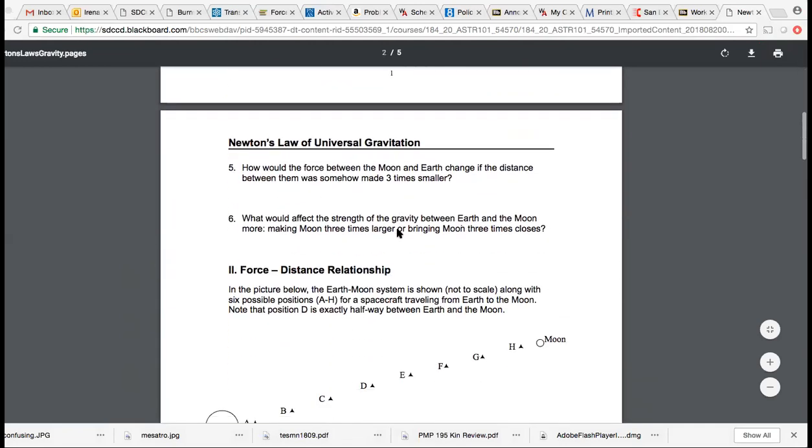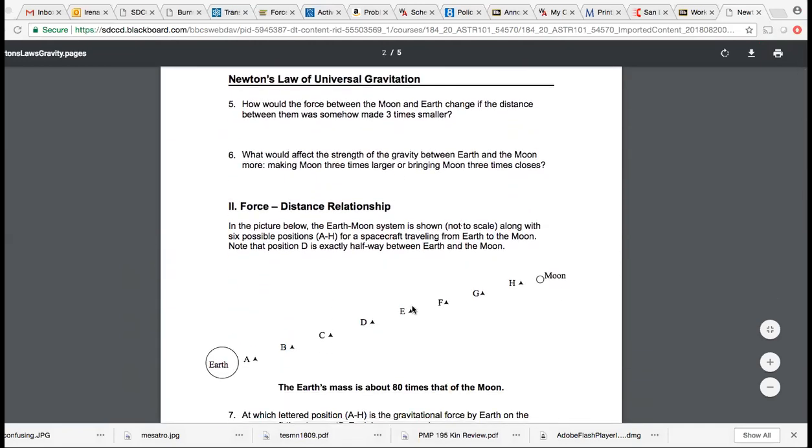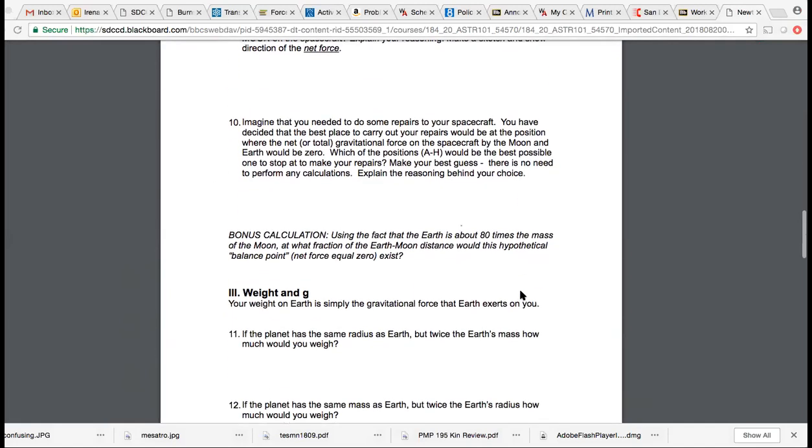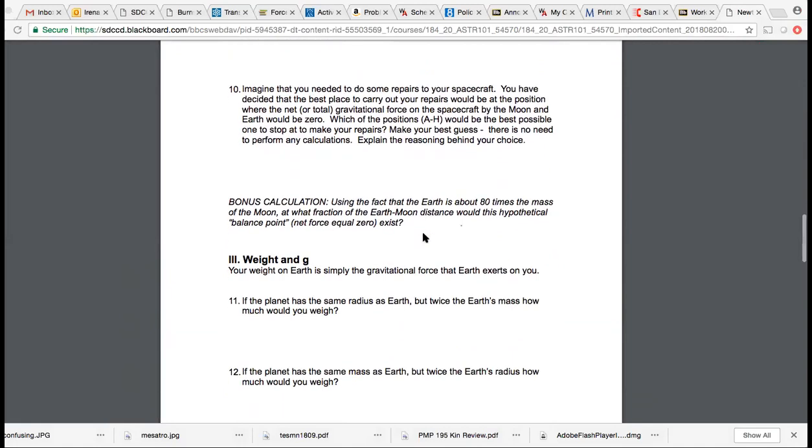So it's going to be number 9, which tells you if you want to find that spot where the forces add to 0, then you have to be about 9 times as far from the Earth than from the Moon, right? So you have to compensate with that greater distance to basically get the same forces. So probably the spot H would be the one that is correct, right? Does that make sense? So you have to be really, really close to the Moon. Okay, very good. So that's the bonus calculation that we were talking about.